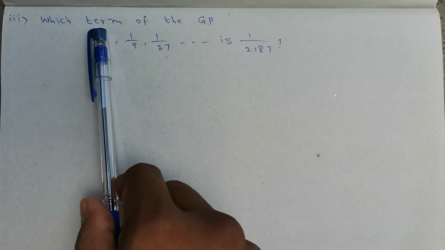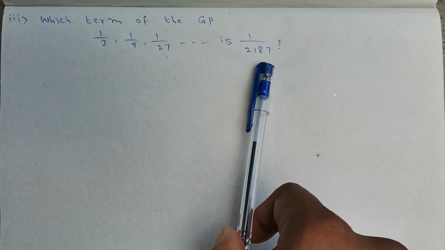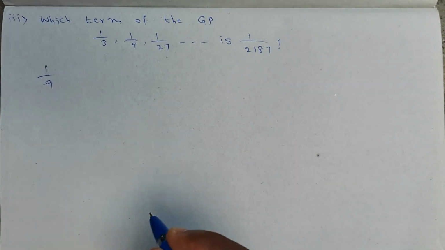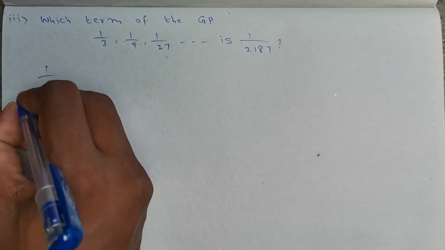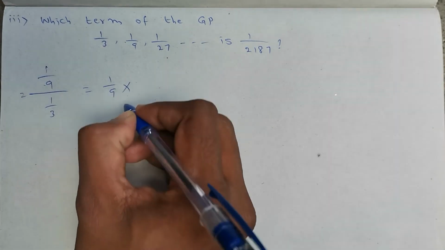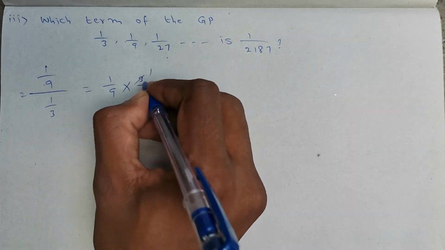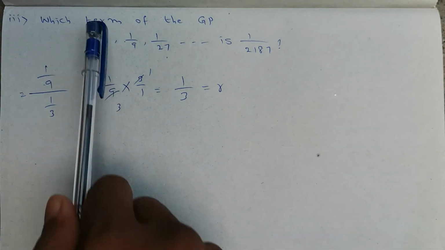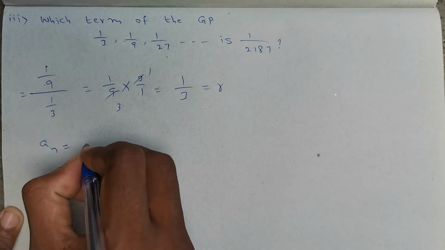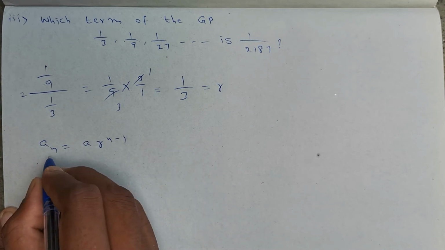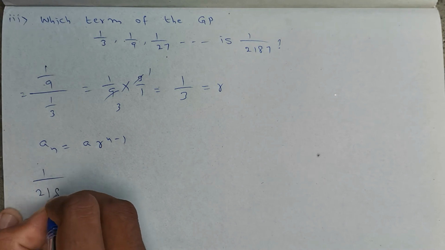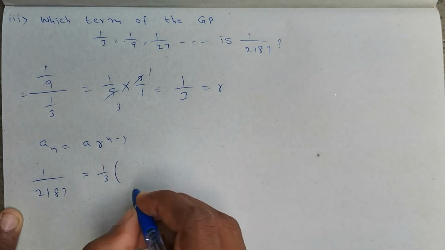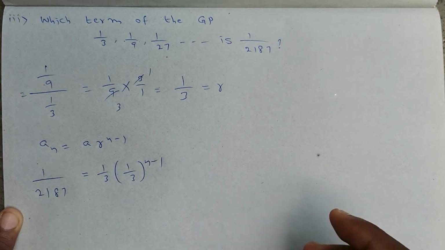Next question is, which term of the given GP is 1 by 2187? So first let us find the common ratio. The second term is 1 by 9 divided by the first term, 1 by 3. The numerator as it is, 1 by 9, into the reciprocal of the denominator. 3 1s are 3, 3 3s are 9. So the common ratio is 1 by 3. Then he is asking which term. So the nth term formula: An is equal to A into R power n minus 1. An is given as 1 by 2187, which is equal to the A value, first term 1 by 3, into R value 1 by 3 whole power n minus 1.